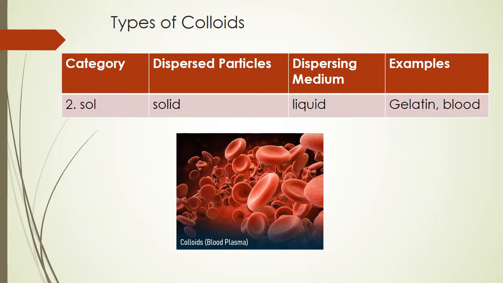The dispersed particles within the sol is a solid particle. And then the dispersing medium is liquid. So within the mixture, you can see their dispersed solid particles in a liquid medium. An example of that is gelatin and our own blood. So in the picture, you can see there the blood cells that are scattered or are just being mixed with the plasma, which is also a component of our blood.